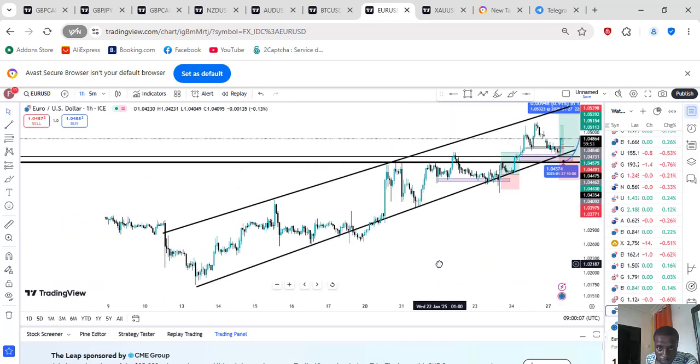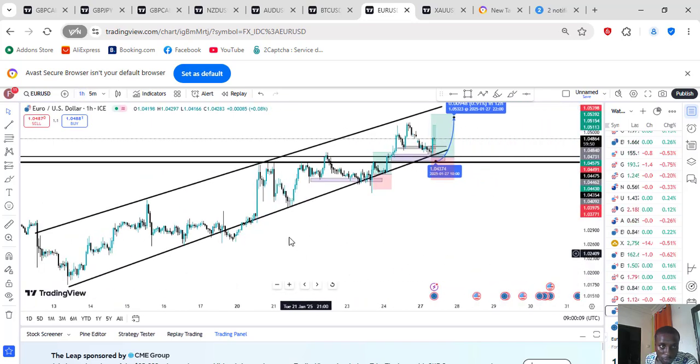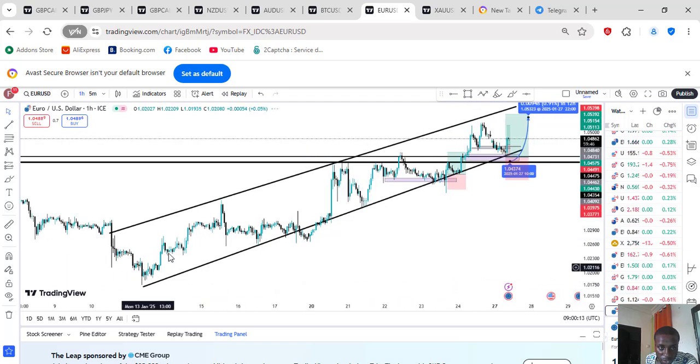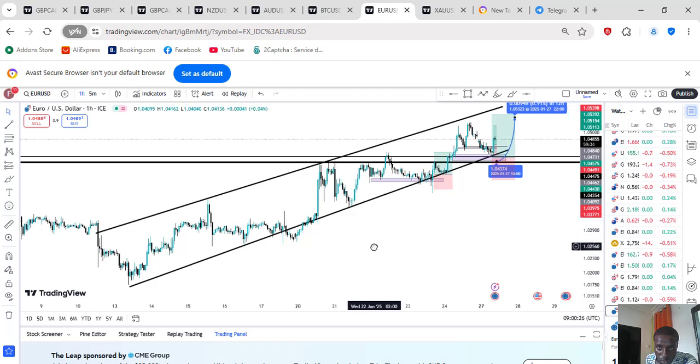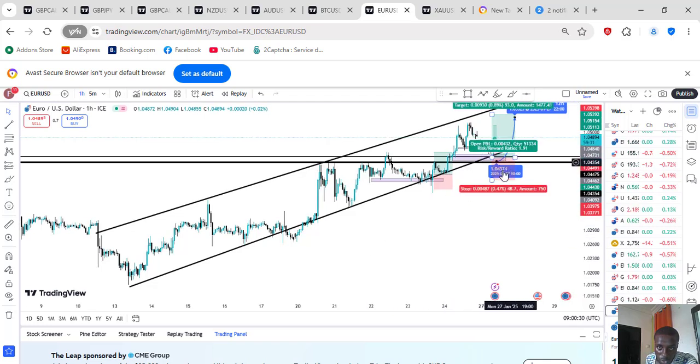If you look at it very well, you see that we have Euro US dollar in an uptrending market. So we have price creating higher highs and higher lows. Last week we had this impulsive move completed. So when we had this impulsive move completed, what happened? We had to wait for price to pull back to create the next impulsive move.